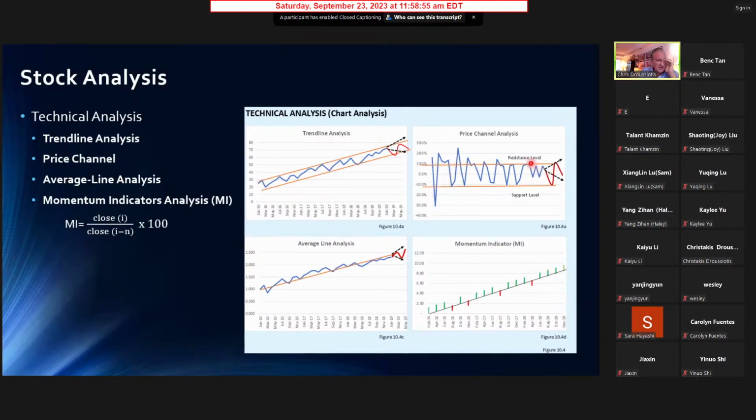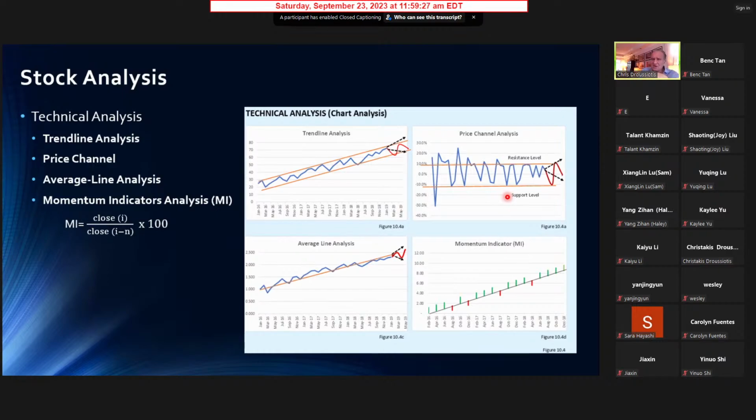Another one is called the price channel. Trend line looks at the actual stock price. You see, this is stock price here, 0 to 80. Price channel looks at the percentage change. So they have the resistance level and then the support level. What support level? Let's say 10%. Like, look at Bitcoin now. Bitcoin has been trading between 26,000 and 30,000 for a long time. So I would call Bitcoin at around 25, 26,000 a support level.